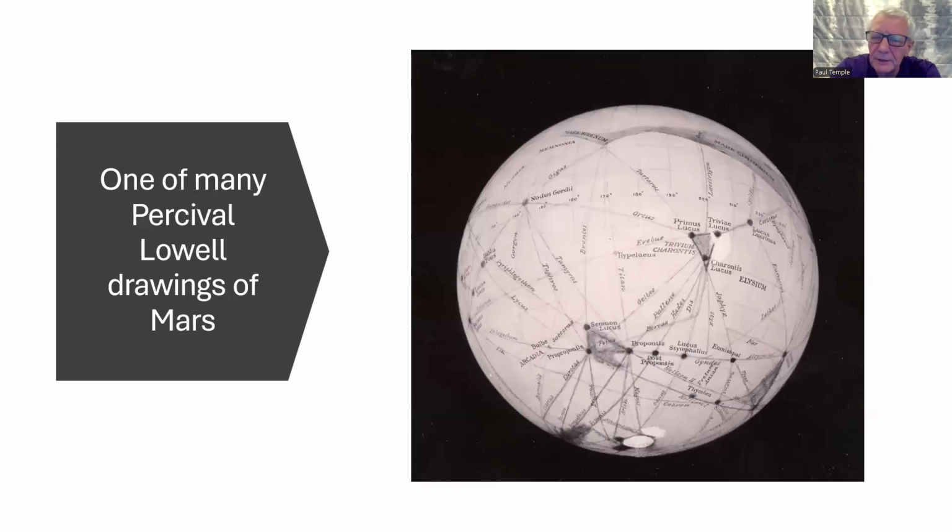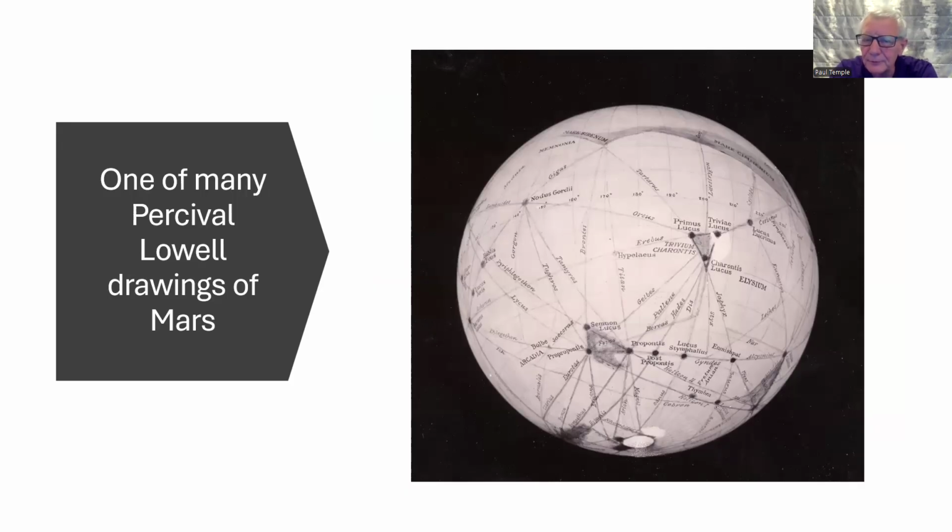This is one of the many drawings of Percival Lowell. One of the things to note is how straight the canals are. This is the reason why he thought the canals were made by intelligence. They were artificial canals, because they look so straight. But it turns out that there's a couple of different theories.